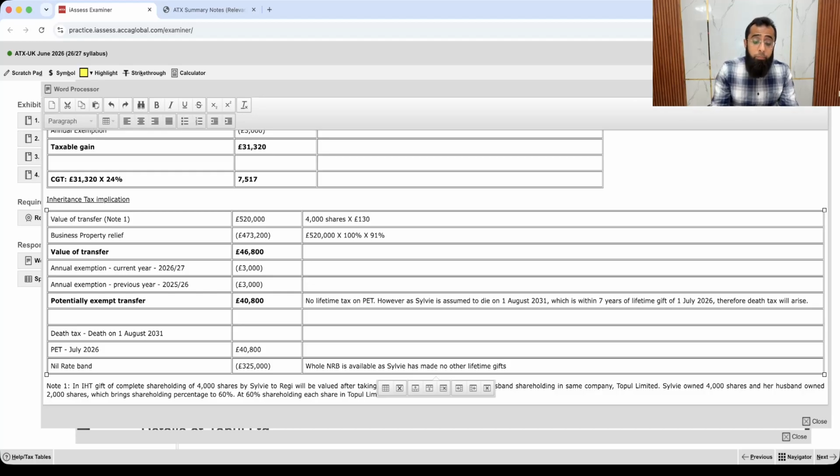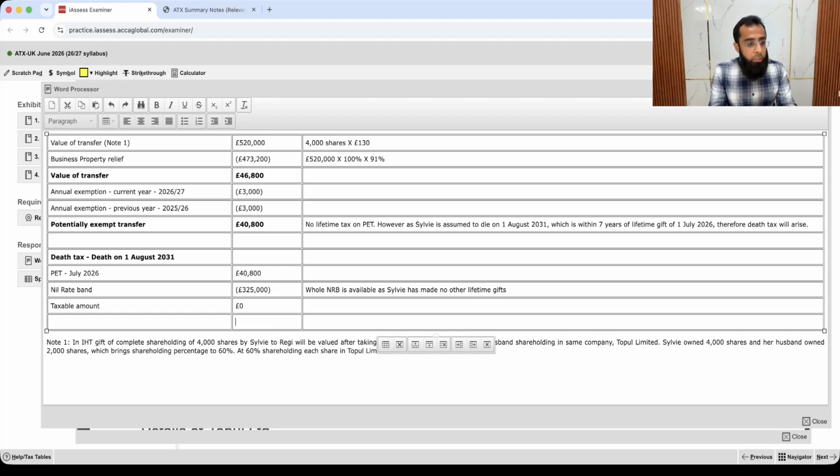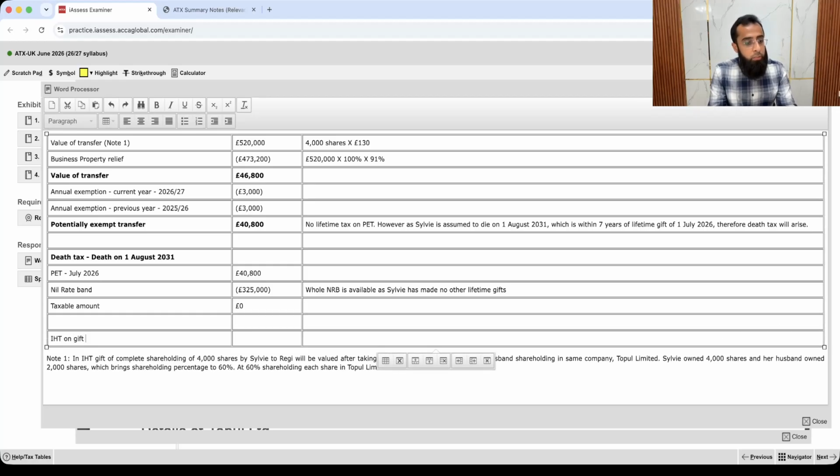Basically in this situation, we are saying that either the car is being gifted or shares are being gifted. So if the car was gifted, then also the whole NRB was available. And if shares are gifted, then in that case also the whole NRB is available, because both are not being gifted together. So the chargeable amount will be £0 because it will be covered entirely by the nil rate band. So IHT on the gift of shares will be £0 as it will be covered by the nil rate band.